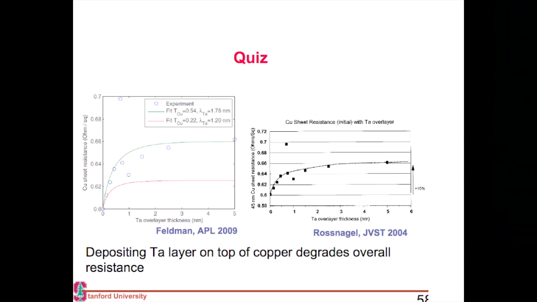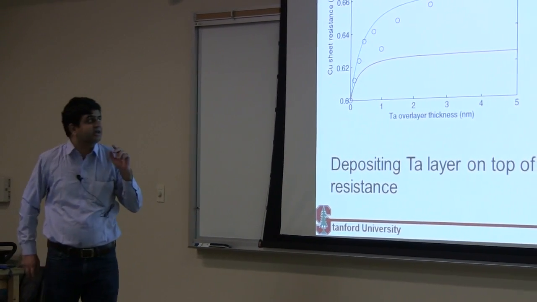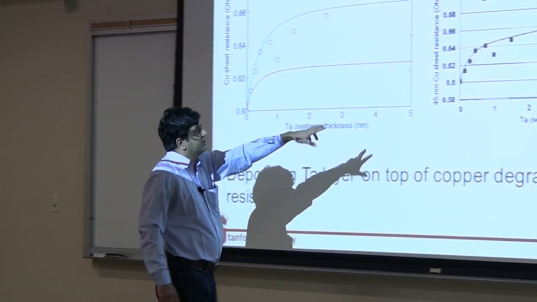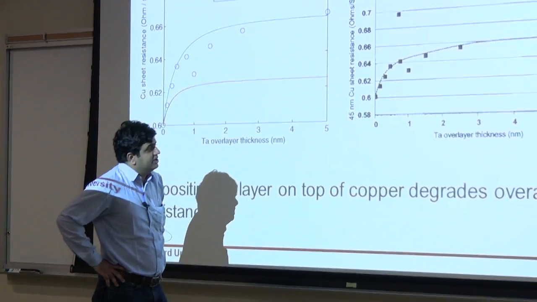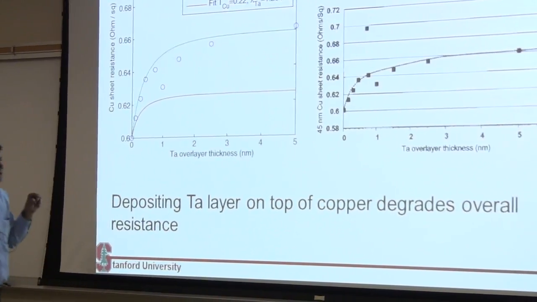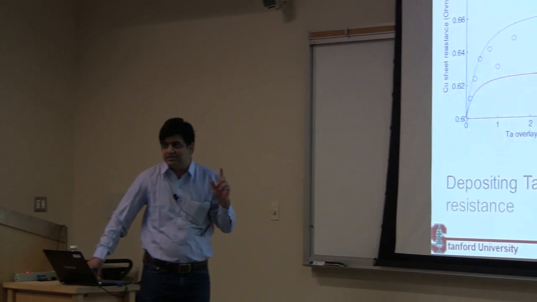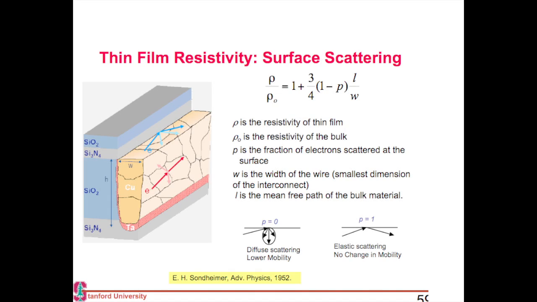This is a copper film which had a resistivity of around 0.63, and when I deposit tantalum nitride, tantalum on top, the resistivity of the overall stack is actually increasing. And if you believe that this one data is not true, there's another data set that shows the same trend: if you have copper and you deposit tantalum nitride on top, and you deposit a very thin film, the resistivity of the overall stack is higher than the resistivity of the individual layers. And the reason is essentially scattering at the interface.